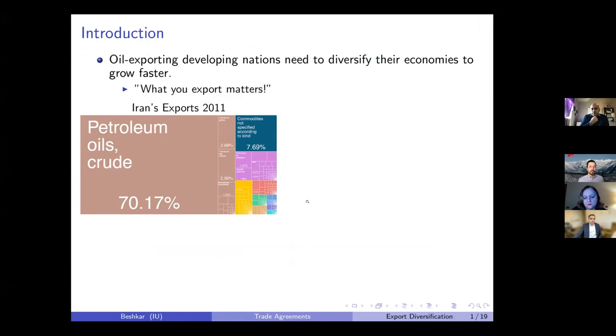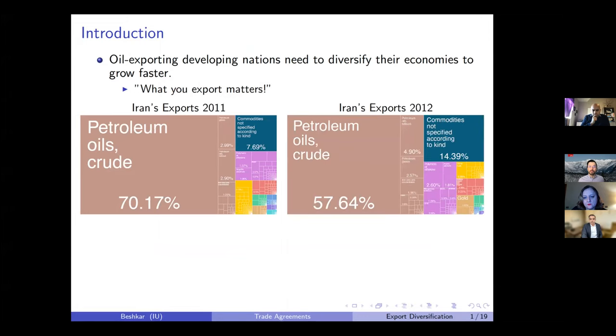we know that petroleum oil, crude oil, is a major export of Iran. Before the sanctions in 2011, it was 70% of the exports from the country. And right after the sanctions were imposed, it was 57%, and it declined even further. So as Eric mentioned, there is the problem of measurement here: all of a sudden Iran looks a lot more diversified, but in fact that was a direct result of the sanctions. But the bottom line is that Iran is very much dependent on exports of oil, and if Iran wants to have fast growth, it needs to diversify its economy and its exports.